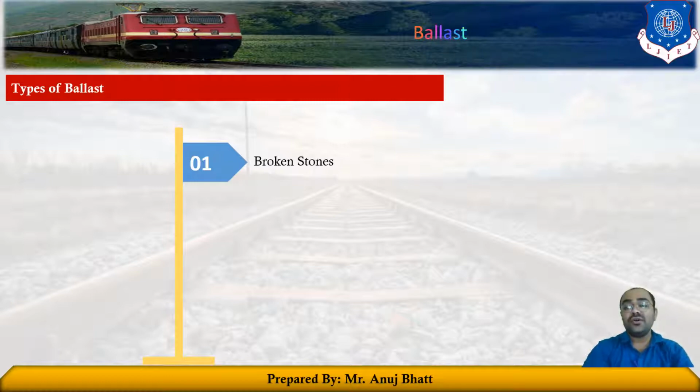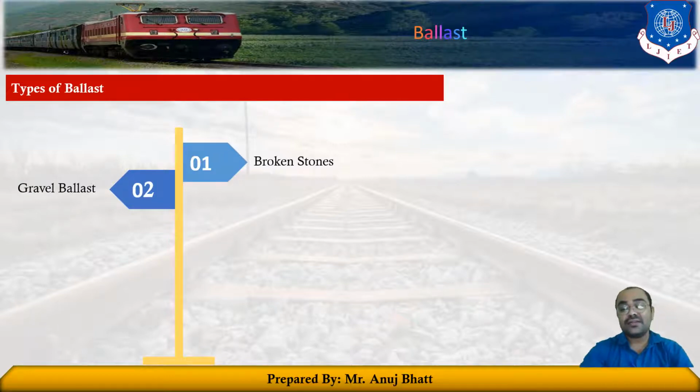The initial cost of using broken stones is higher, but in the long run, such ballast is economical. The second is the gravel ballast. It is one of the best materials that we can use for ballast. After broken stones, the maximum use is of the gravel ballast.